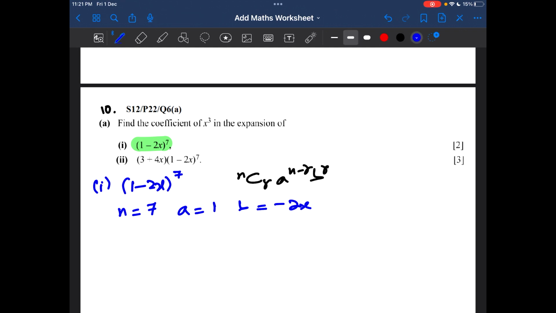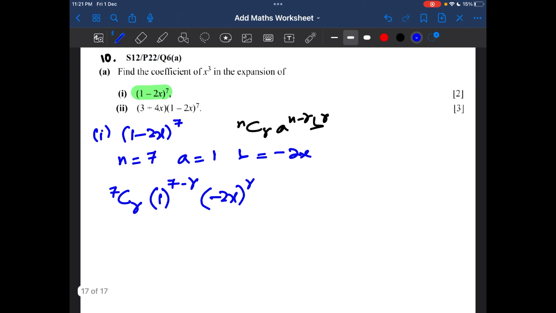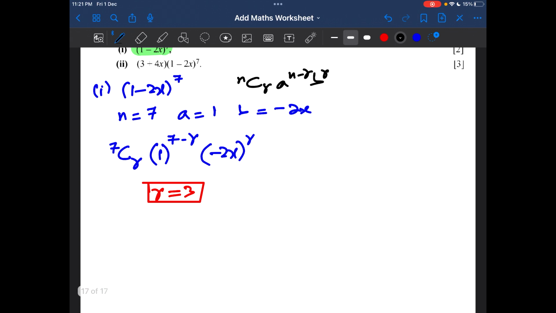So what we are going to do, we are just going to put the value of n over here, 7Cr, r remains same. The value of a is 1, n minus r, 7 minus r over here, b is minus 2x to the power r. Now, since we have only one x over here in the second term, in the b value, we can use the hit and trial method. We can just put the value of r directly over here. If we put the value of r equals 3 here, we get x cube over here after simplifying it. There is no other x over here, so we don't need to worry about any other working here. Just put the value of r equals 3.